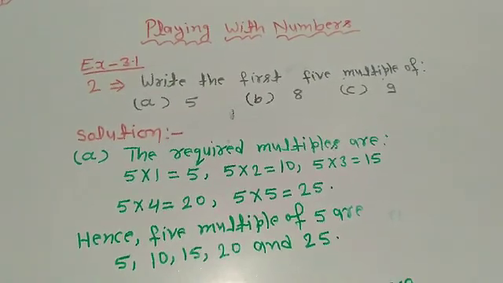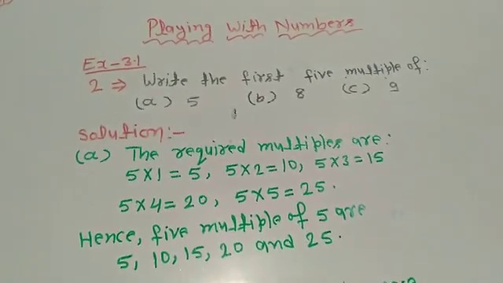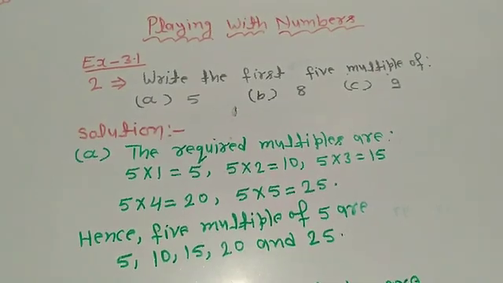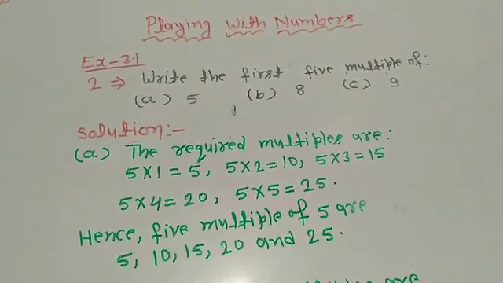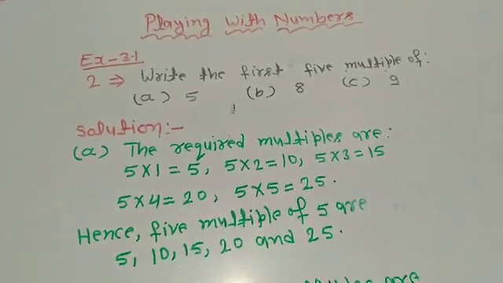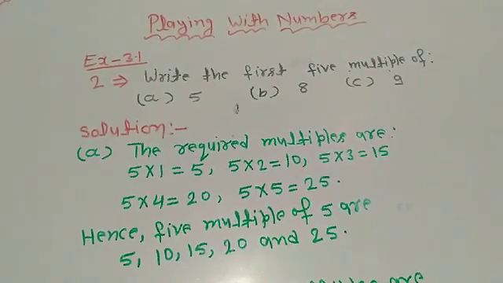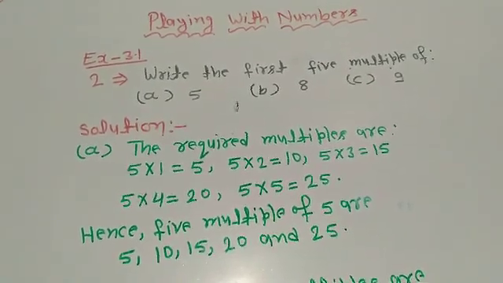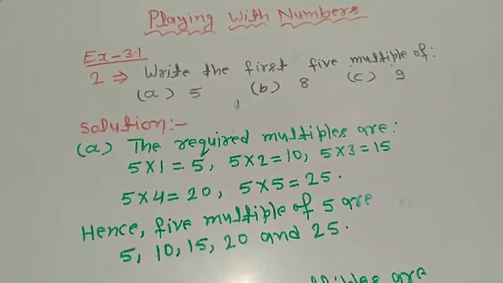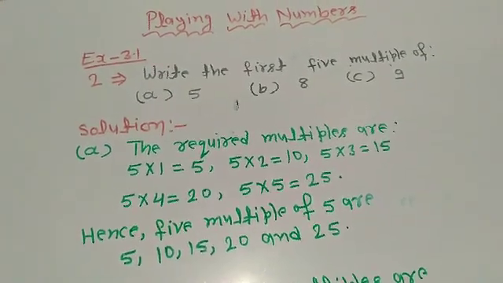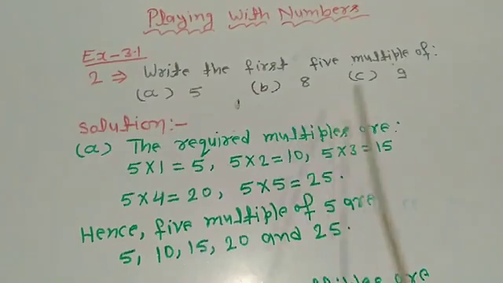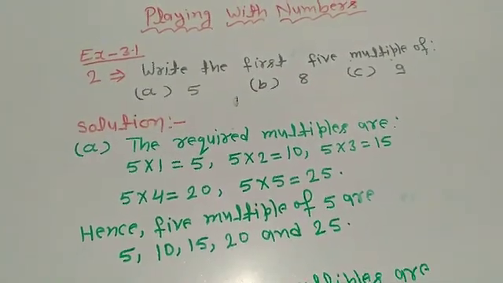Today we are going to solve exercise 3.1, question number 2. Write the first 5 multiples of 5, 8 and 9. Okay.